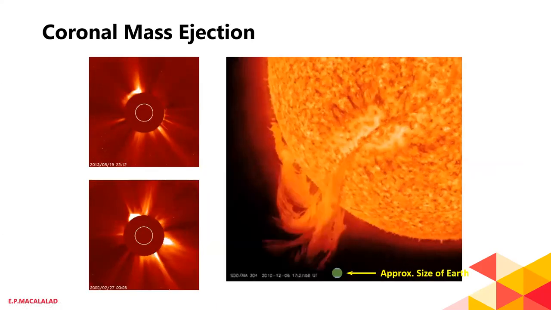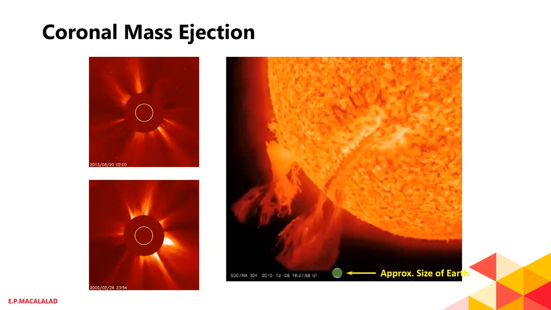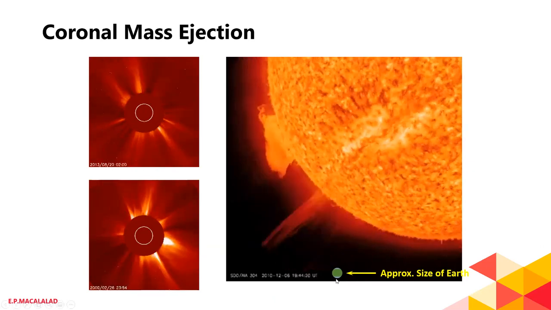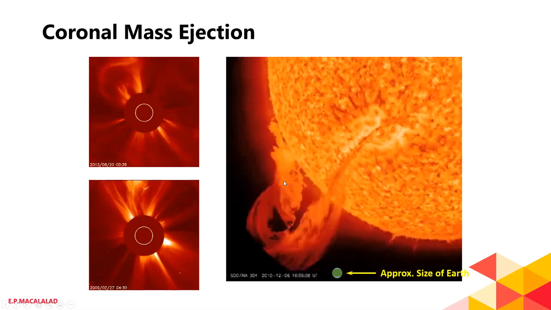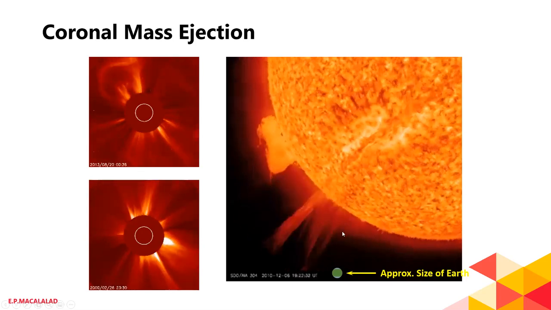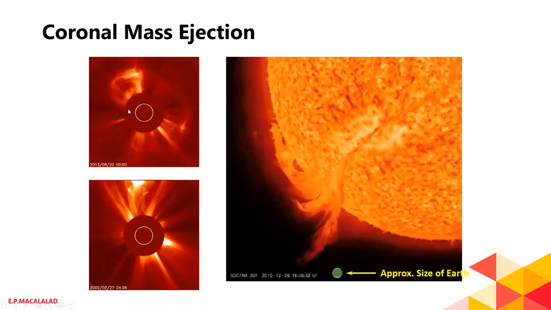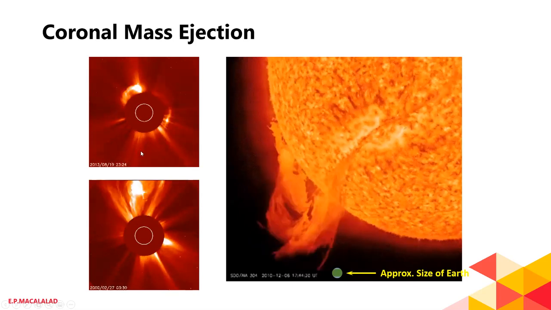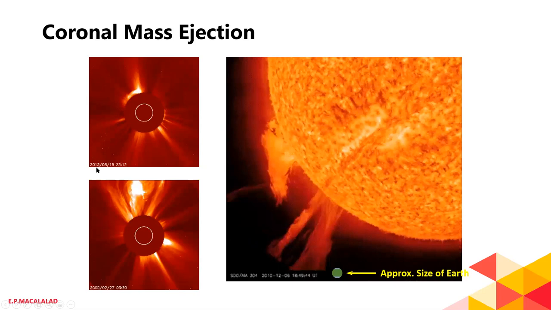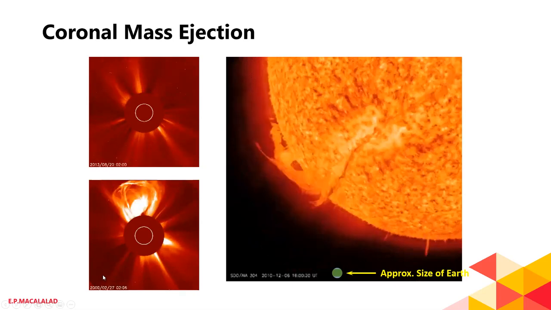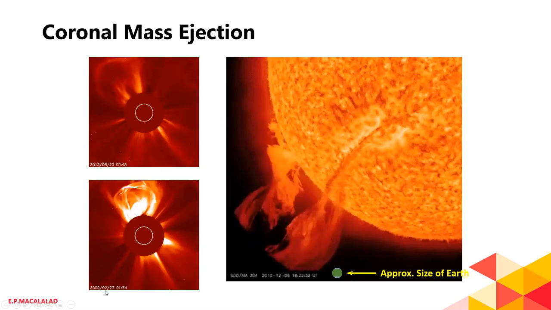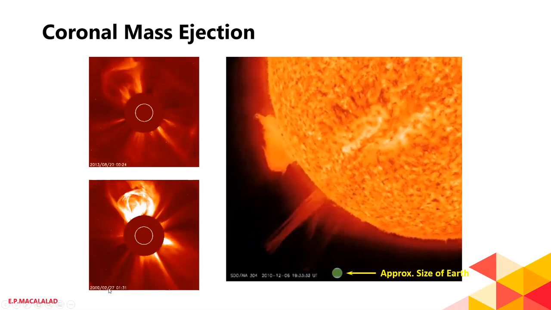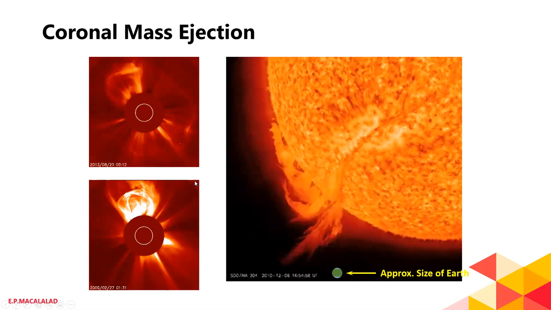So for example, this is a CME. These are some of the CMEs that are recent. Just to give an idea, this is the approximate size of the Earth. This is a CME. So that ejection is very large. This top panel is 2013, August. This is 2000, solar cycle 23, in February. Just to give an idea.